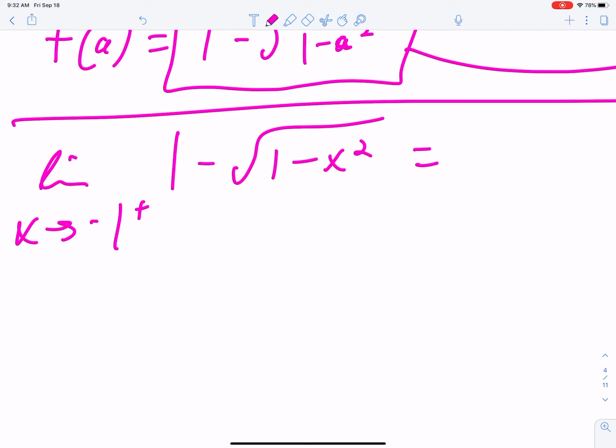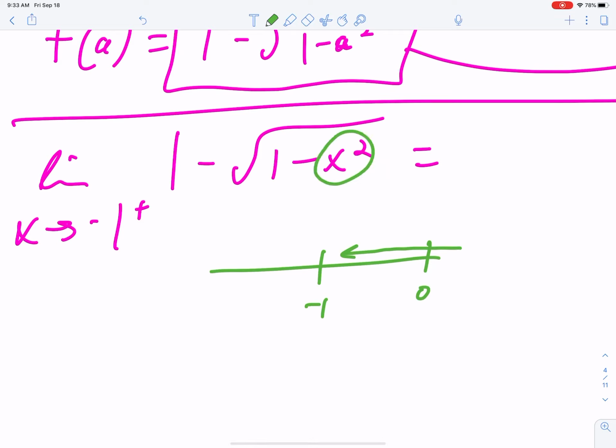So think of a number line. Here's a number line. There's -1, so that means there's 0. All right, so as we're approaching -1 from the right, we have numbers that are greater than -1, right? Greater than -1, which means, now be careful with the wording here, if we square that greater than -1 value, we get something smaller than 1, right? Okay, think about that carefully.